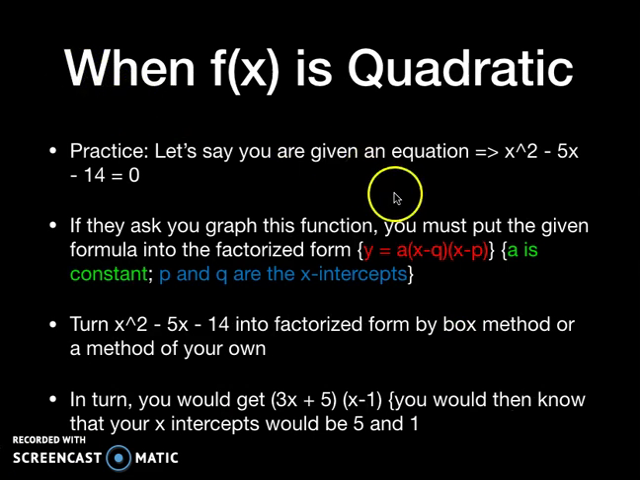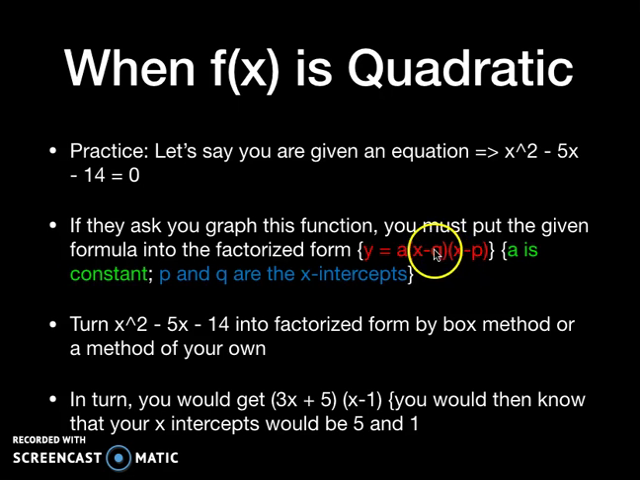Okay, so let's practice. Let's say you're given x squared minus 5x minus 14 equals 0. They're already giving you an easy one where they've set you up to be equal to 0. So that's good, but you're still in the standard quadratic form. If they ask you to graph this function, you must put the given formula into factorized form. It's where y equals a, which is a constant, times x minus q, close parentheses, and then open parentheses, x minus p. So p and q are your x-intercepts.